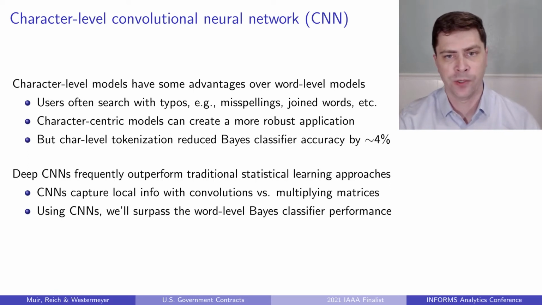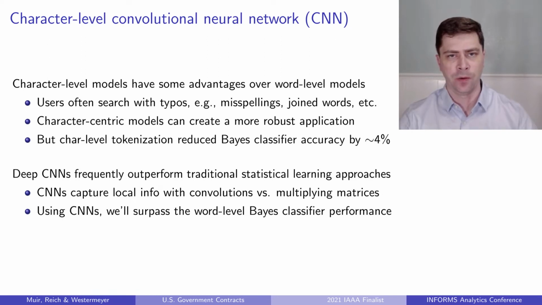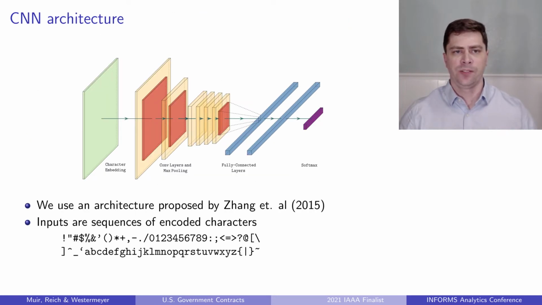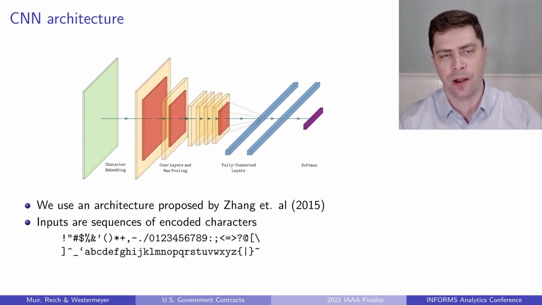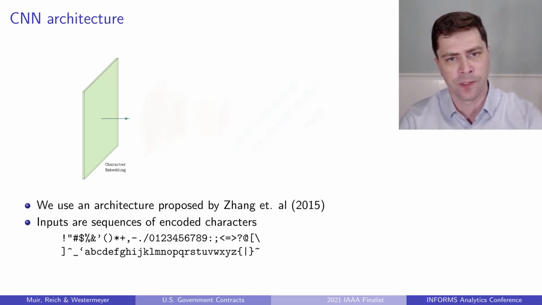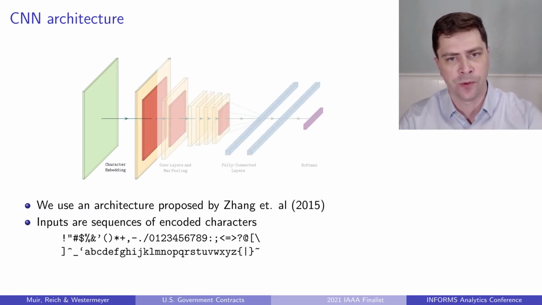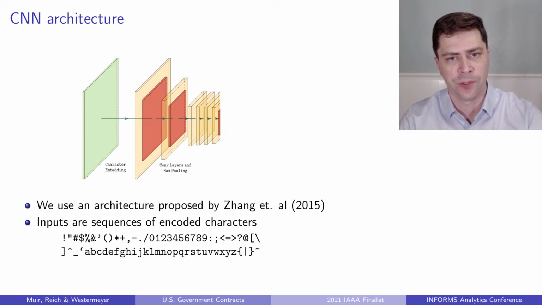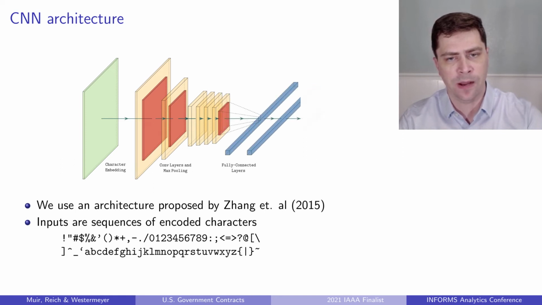Here, we are also using convolutional neural networks. These are inspired by biological neural networks, and have been shown to outperform more traditional statistical learning approaches, such as what we use for our baseline Bayesian modeling. This graphic depicts the architecture for our convolutional neural network from Zhang et al. 2015. You can think of the text flowing through this network. It begins with an embedding layer, and then passes through a series of convolutional layers with some pooling, and ends in dense layers, or what are termed fully connected layers.